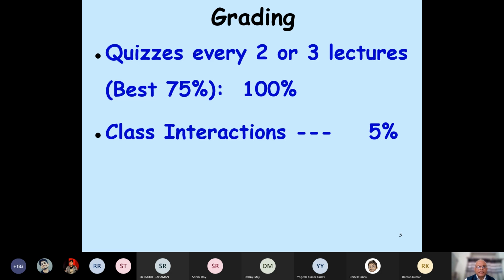So we have kept this class interaction, which is kind of a bonus mark. See here, it's adding above 100%. If you have interactions, you ask questions, answer questions, and sometimes I'll get your names here on the list and I'll ask names, and if they respond, we'll give these marks. And I have my notebook here. I'll note down the names and we'll give marks based on that.